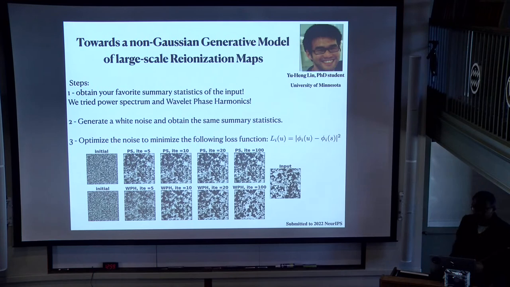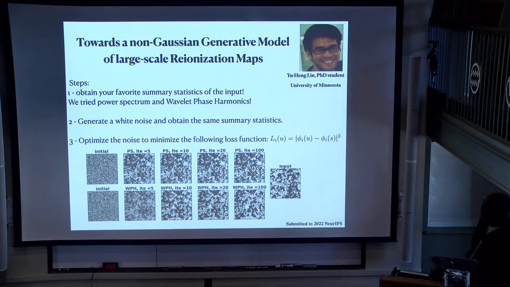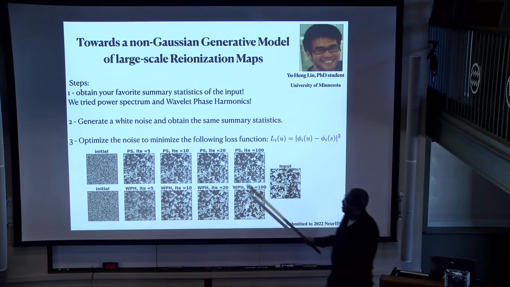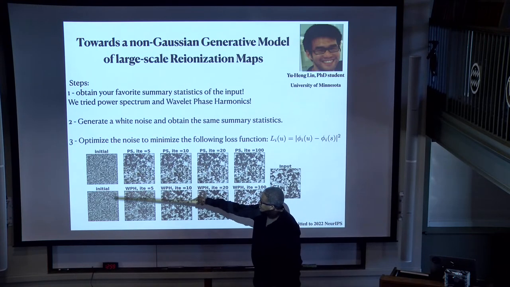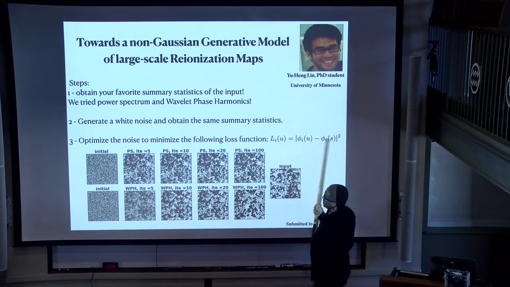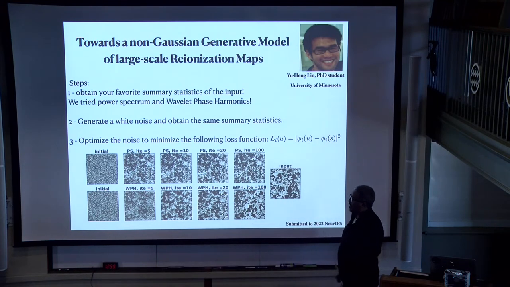It's called the wavelet phase harmonics, where you convolve your inputs with different filters, and then you extract much more information than the power spectrum. These wavelets give you coefficients that capture non-Gaussianities and more. So we tried these two summary statistics. The idea is that you start by generating white noise as an initial step, and then you obtain the same summary statistic, whether it's a wavelet or a power spectrum. Then you define your loss function, which is the difference between the summary statistics of the white noise and the summary statistics that you are trying to arrive at.